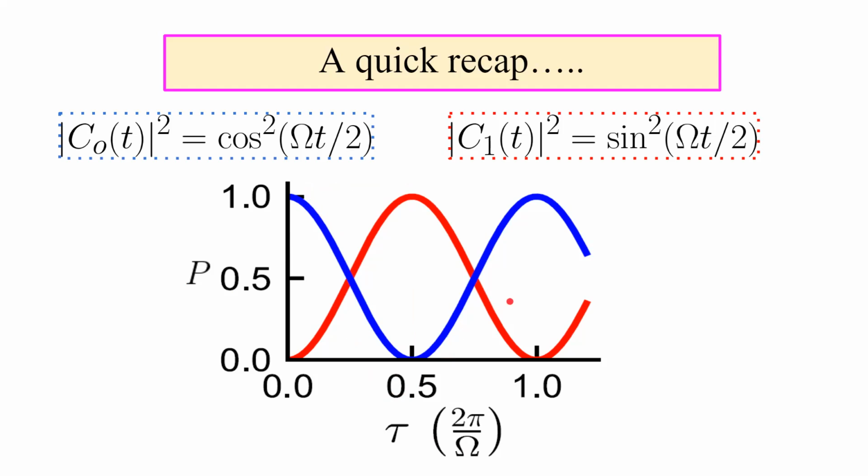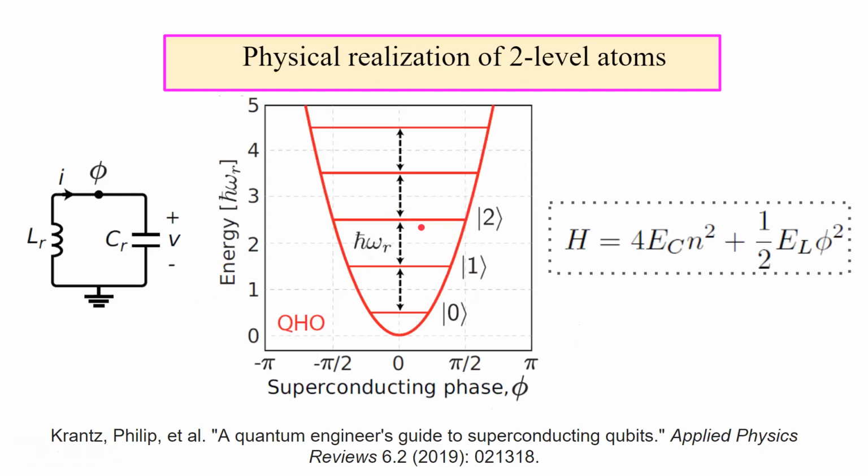Now, what we can see from here is that we can manipulate the two-level atom system by applying such a drive through Rabi oscillations. We had discussed these concepts in the previous lecture in detail. Now, the question is, how do we physically realize these two-level atoms? I mean, in nature, whichever atoms you find are not two levels. They have several separate energy levels.